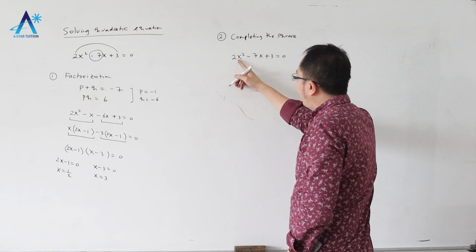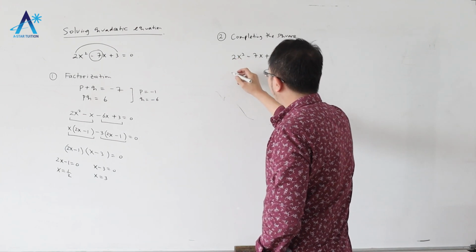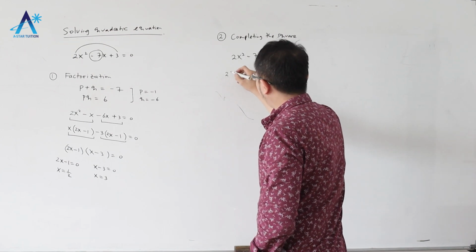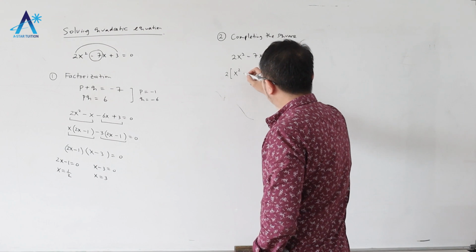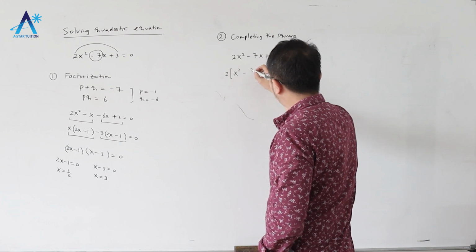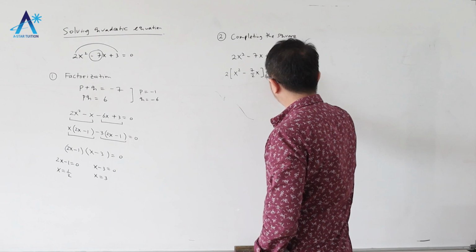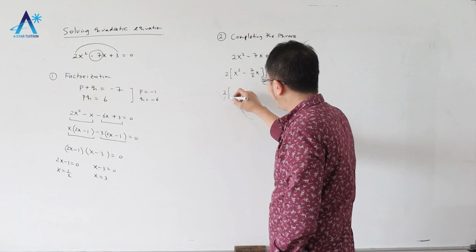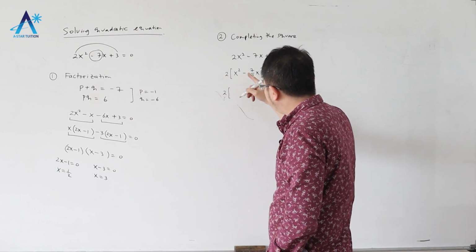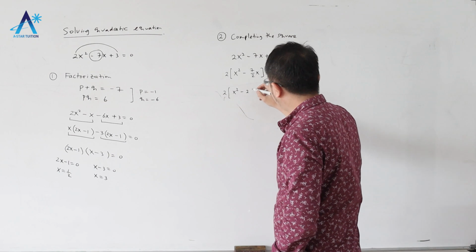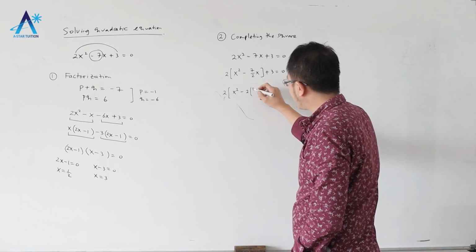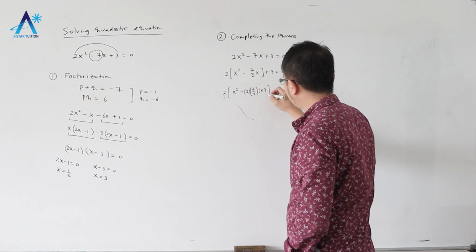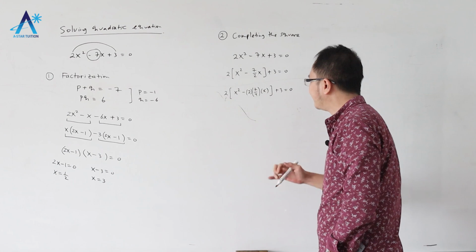Okay, so now what we need to do is make sure that the coefficient of x squared is equal to 1 while keeping the constant intact here. So we will factorize the 2 right here, and we have x squared negative 7 over 2x inside the bracket. Okay, and then we also need to have the 2 right here. So this 7 over 2 will become 7 over 4 times x. Yeah, positive 3. Okay.